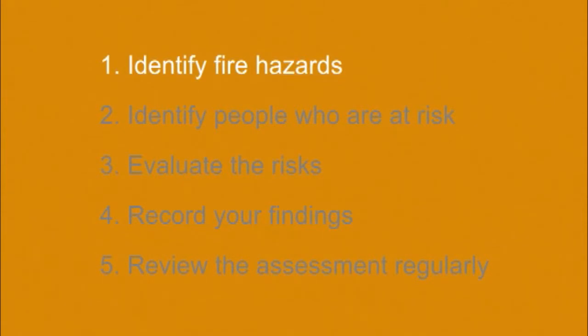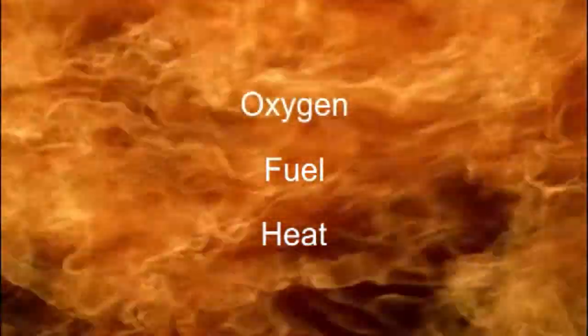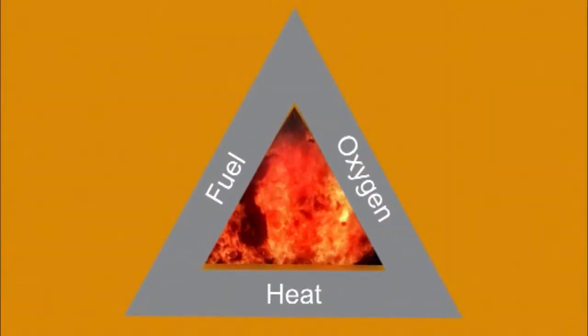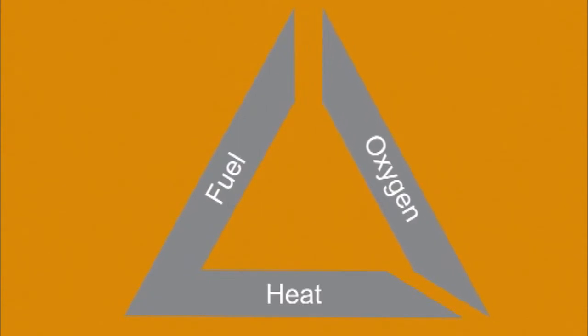When trying to identify fire hazards in any premises, it's worth remembering that 3 things are needed to create a fire: heat, fuel, and oxygen. This is often referred to as the fire triangle. If any one of these 3 is removed, then a fire can't take place.